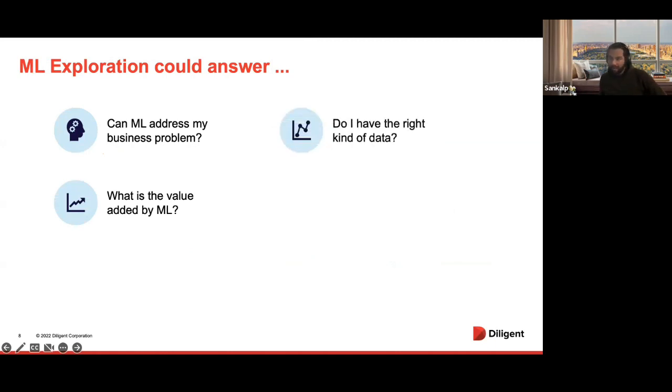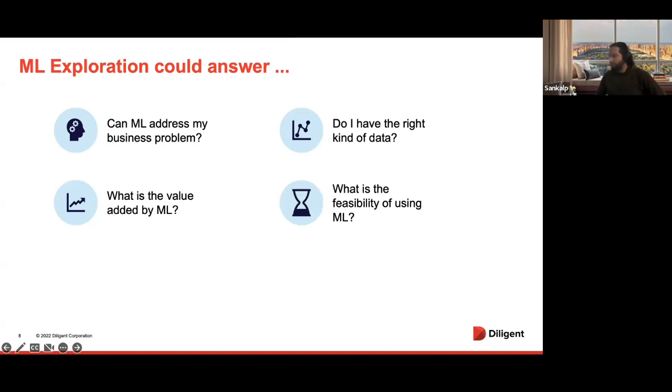Do I have the right kind of data, right? Whether the data that I have complements the problem that I'm trying to solve. Or what is the feasibility of using machine learning, right? So whether this problem is really solvable by machine learning. Sometimes it might be solvable, but you might still not use it if there are simpler ways to do things, right? So all those kinds of questions you could get answers to in the ML exploration phase.